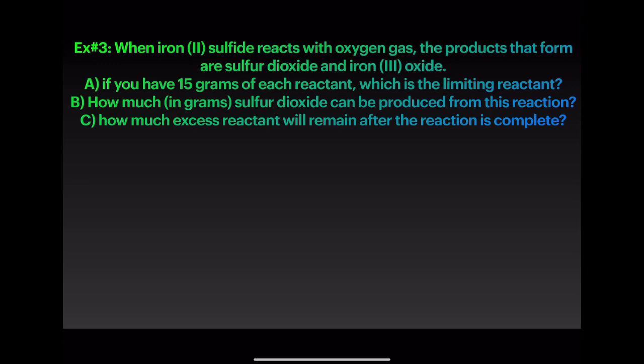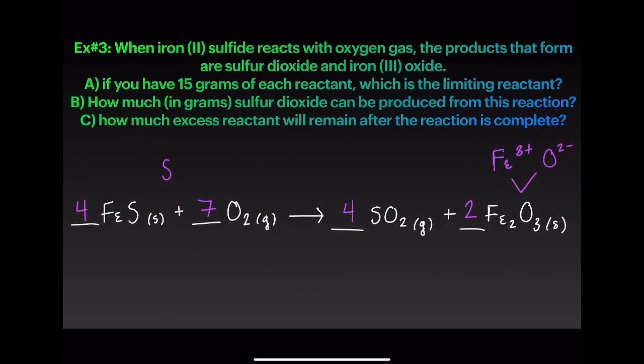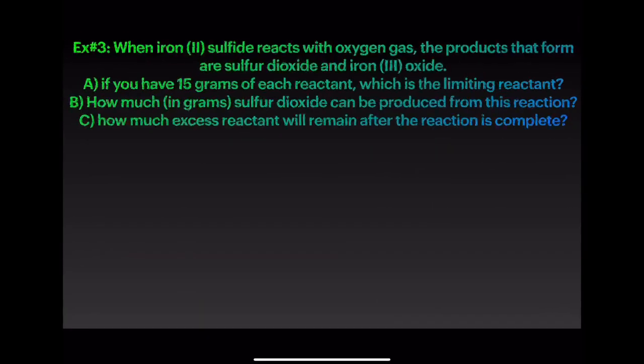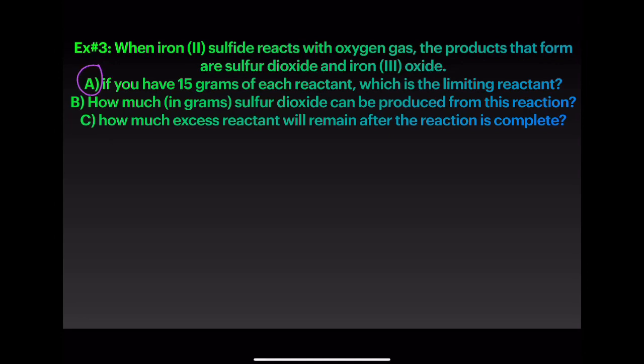All right, example number 3. When iron 2 sulfide reacts with oxygen gas, the products that form are sulfur dioxide and iron 3 oxide. So push pause and try to see if you can write this reaction and balance it without me. And if you can't, there's some help. And I'm just asking the same 3 questions over and over. Which one's limiting? How much can we make? And which one is the excess? Or how much excess will we have left over?